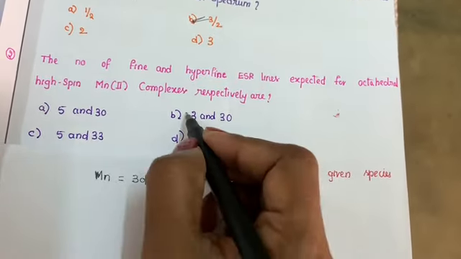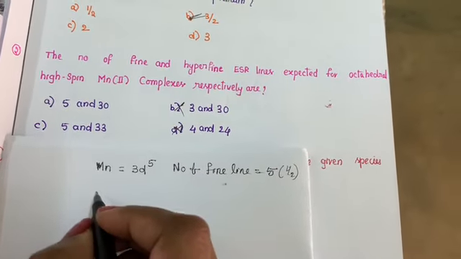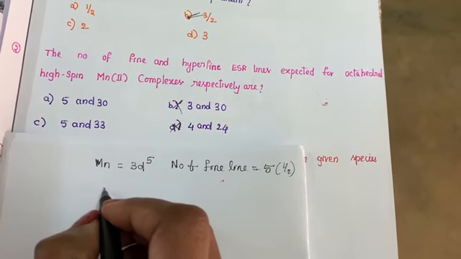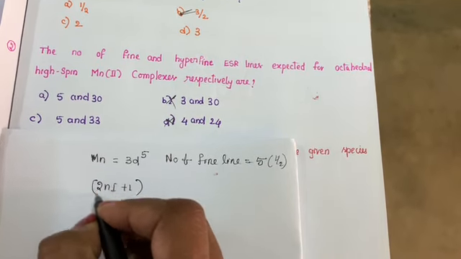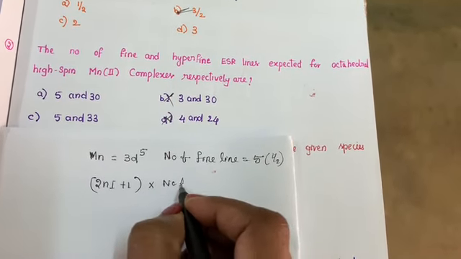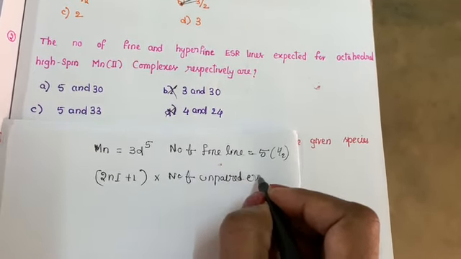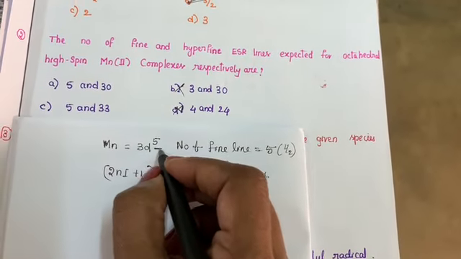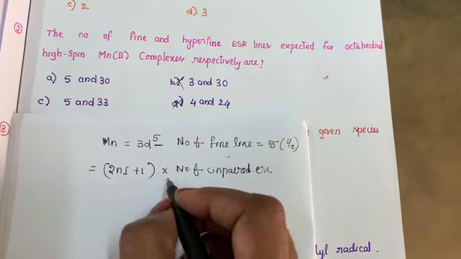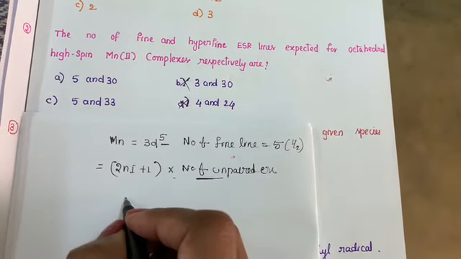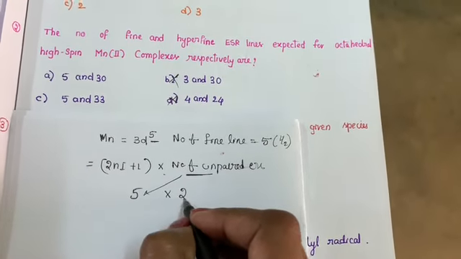So here it is 5, so you can neglect these two options. Out of these two, we again look at the number of hyperfine lines. The number of hyperfine lines can be calculated by using the formula 2NI plus 1 multiplied by the total number of unpaired electrons. If it is a single unpaired electron, then you can directly calculate 2NI plus 1, but it has a total of 5 unpaired electrons. So the hyperfine lines must equal 2NI plus 1 multiplied by the total number of unpaired electrons, which is 5.